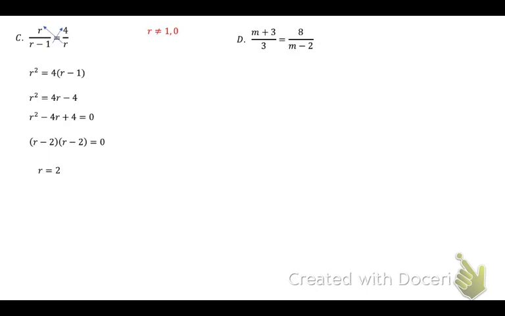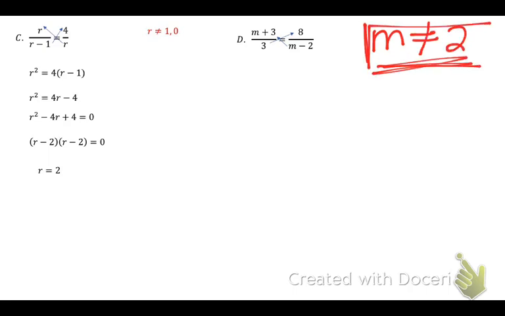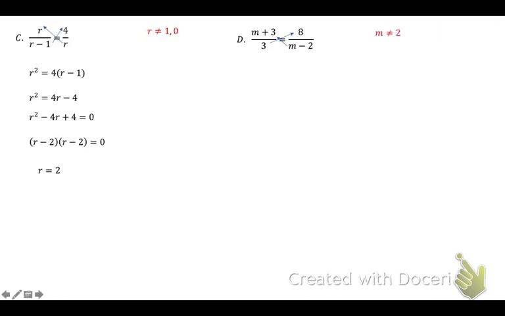Okay, let's look at this one. My restriction here, I forgot to write, of course I did. So that's m cannot equal 2. Write that down because it's going to go away. So m cannot equal 2. Cross multiply this. Oh, I did write it. Look at me. And then you get m plus 3 times m minus 2 equals 3 times 8 is 24.